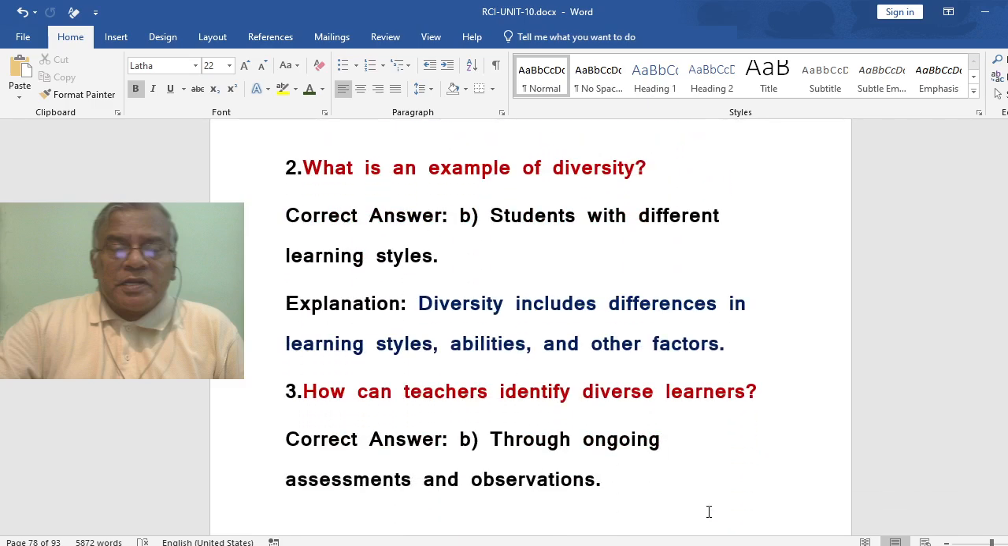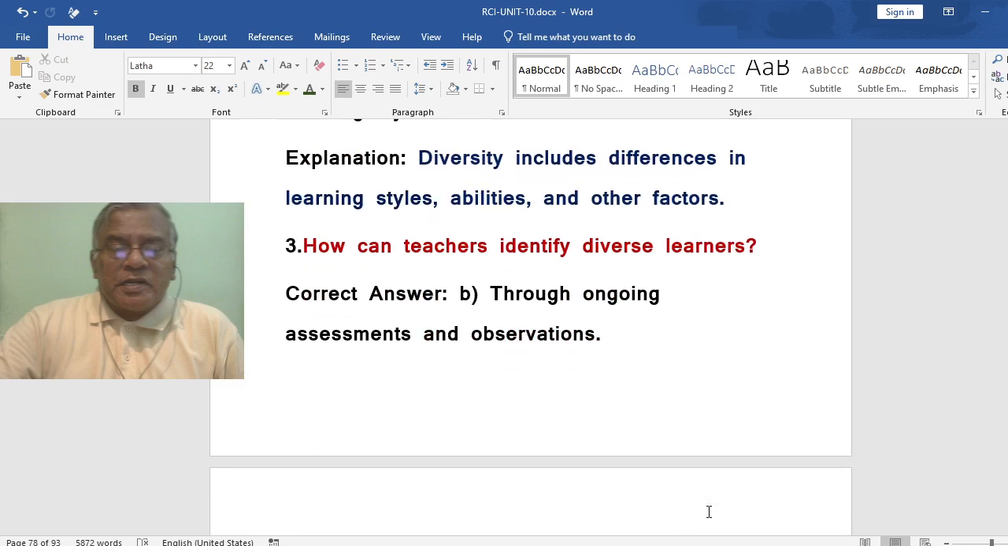What is an example of diversity? That is, students with a different learning style. Diverse learning population is this. Some students may be auditory learners, some may be visual learners, some others may be kinesthetic learners. That is learning by doing. So different learning styles, that is an example of diversity. Diversity includes differences in learning styles, abilities, and other factors.